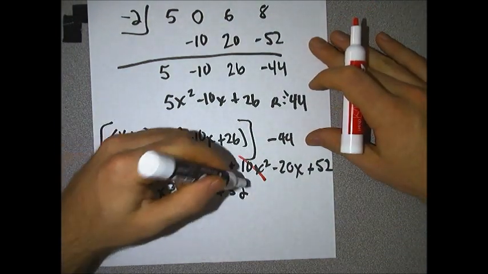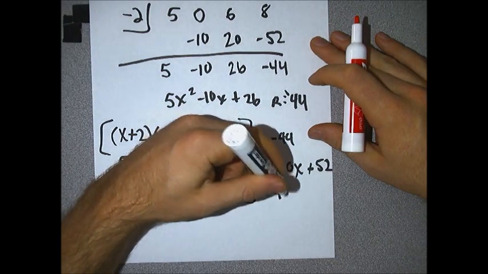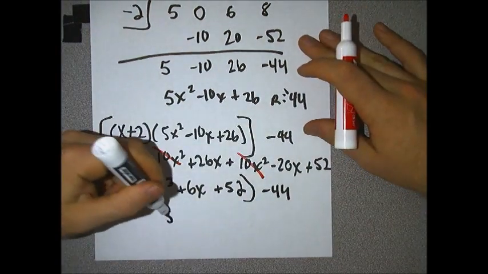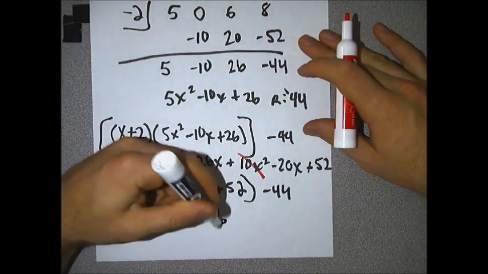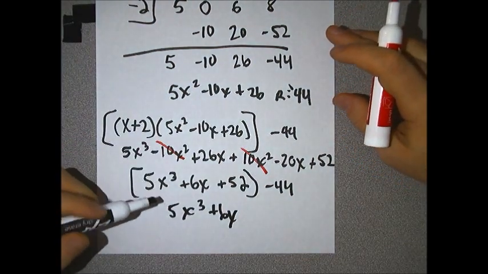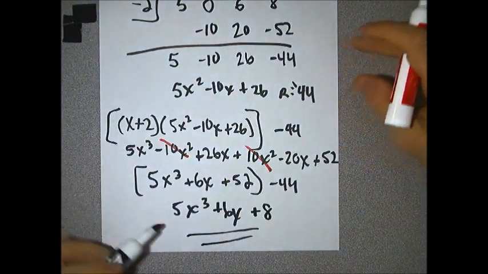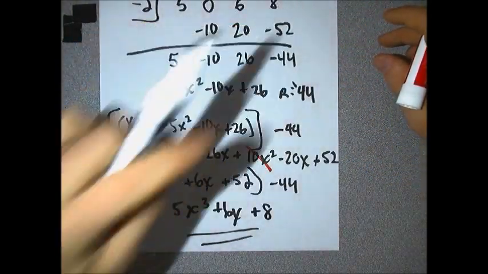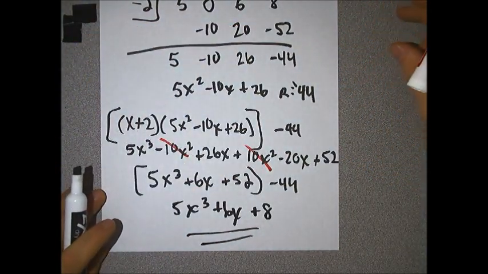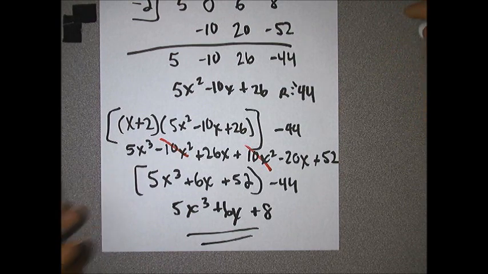Now, when we're done with this, what did we say we were supposed to do? Subtract the remainder. So 5x to the third plus 6x, and 52 minus 44 is a positive 8. And that's what we started with, right? 5, 6, 8 checks out. Make sense? Okay.